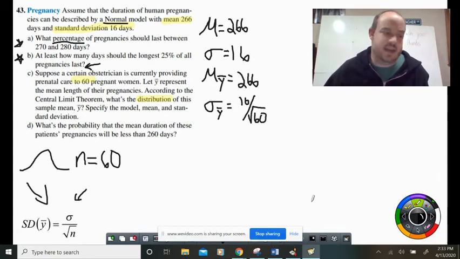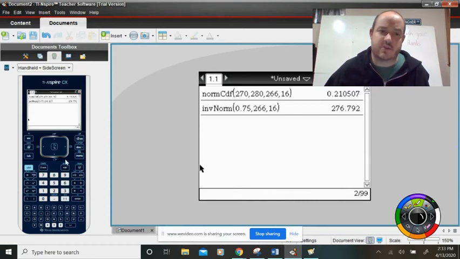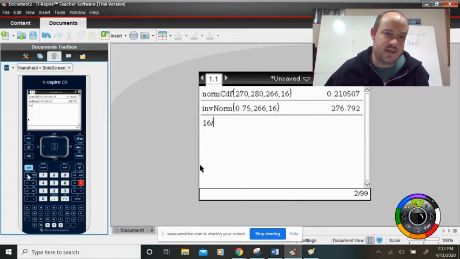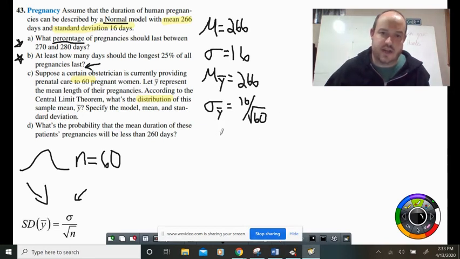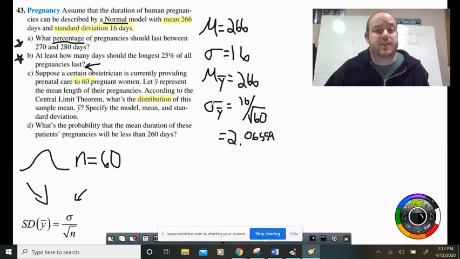If we plug that into the calculator, we can just do this one together. We said 16 divided by the square root of 60. And it tells us that that standard deviation is 2.06559. So there's our new standard deviation.